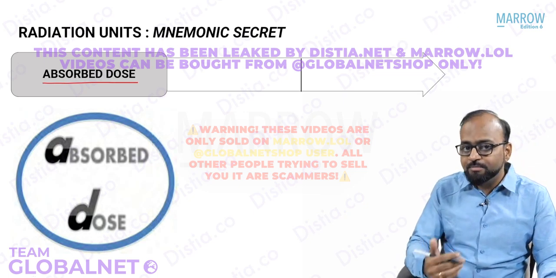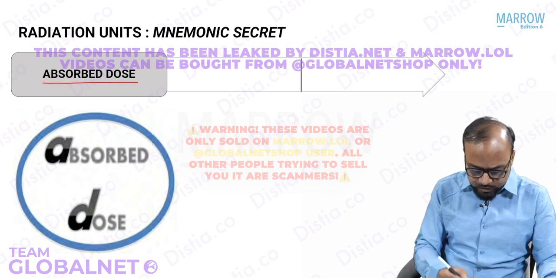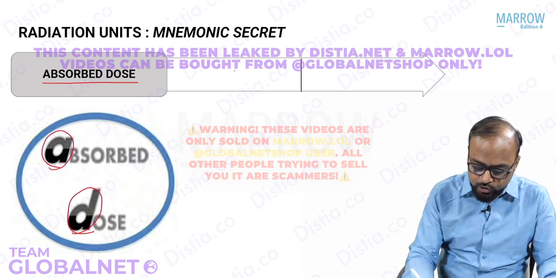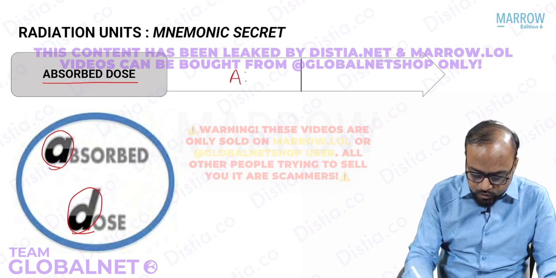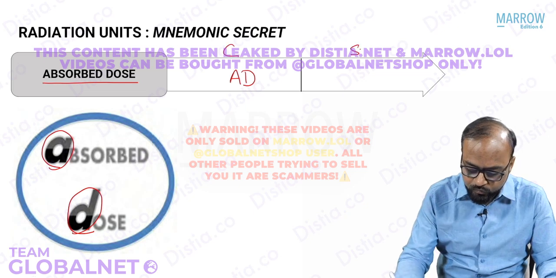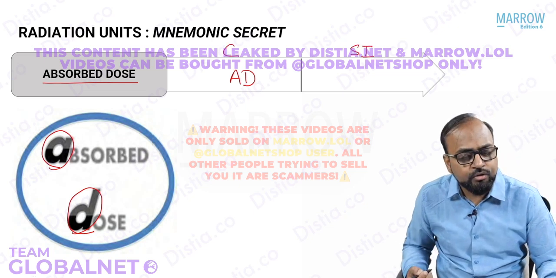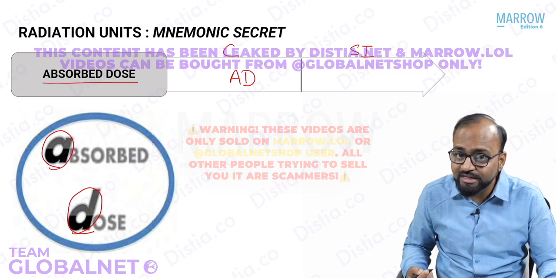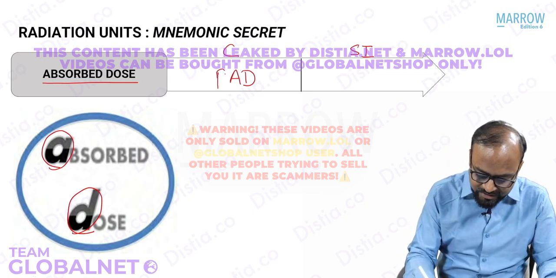So just pick up the first letter from both of these words. You get A from absorbed and D from dose. So what do you have? You have A from absorbed, D from dose. That is the conventional unit, right? So can you think of a conventional radiation unit that has both A and D? Yes, correct. It is RAD.